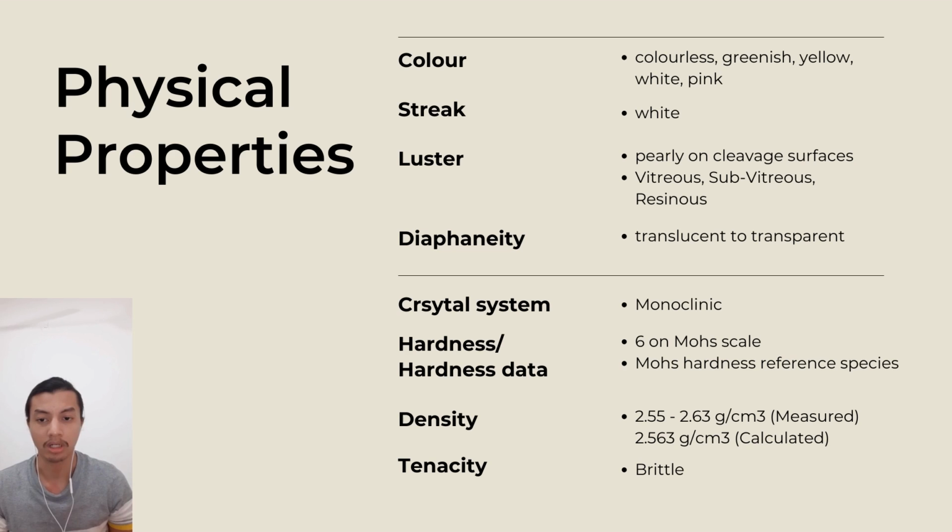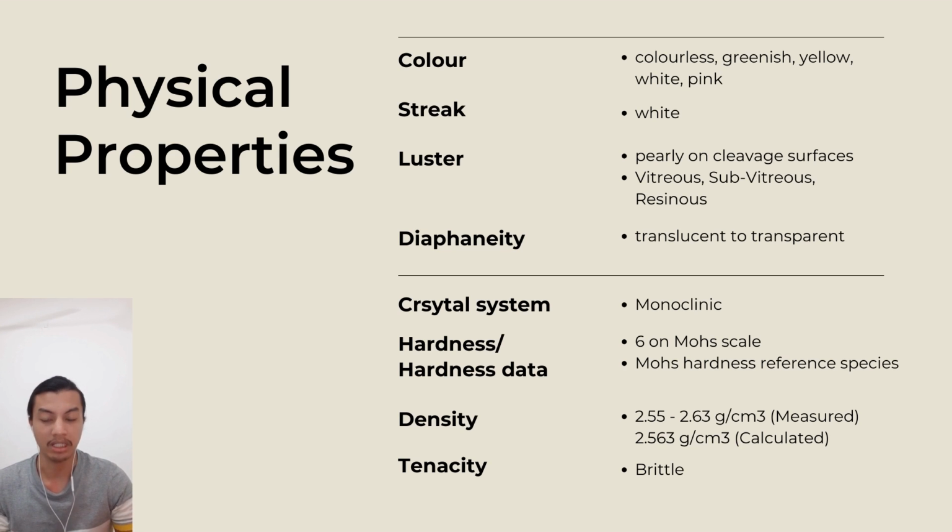Next property is the luster. Luster is a word used to describe the light reflecting characteristic of a mineral specimen. Examples of luster are submetallic, non-metallic, vitreous, dull, and greasy. For Orthoclase itself, the luster is vitreous, subvitreous, and resinous.